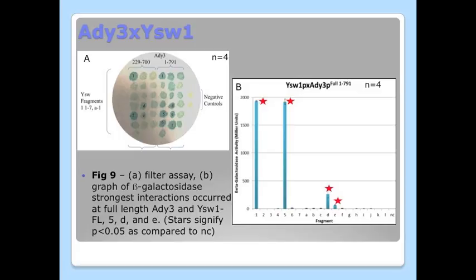Strong interactions also occurred between ADY3 fragment 229-700 and the larger fragments of YSW1. ADY3 amino acids 1 to 254 interacted with all 19 fragments, suggesting that it is a general activation domain.